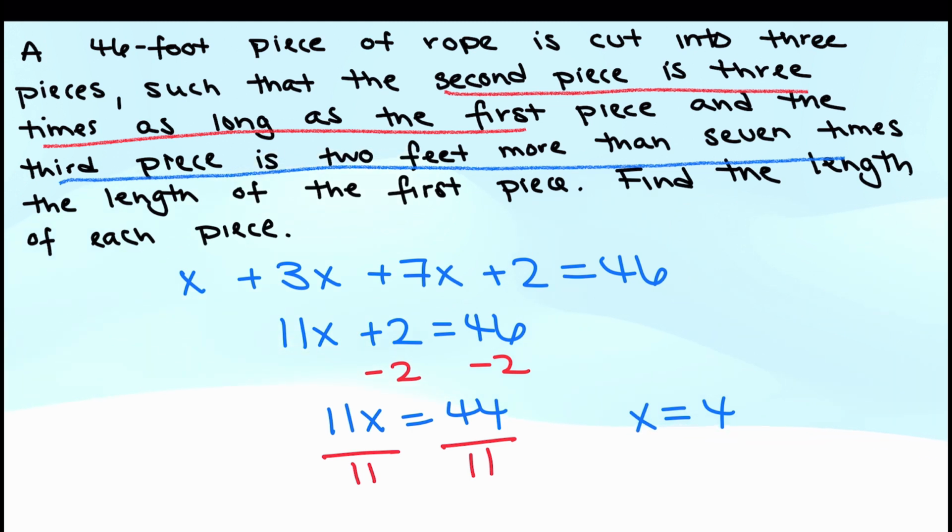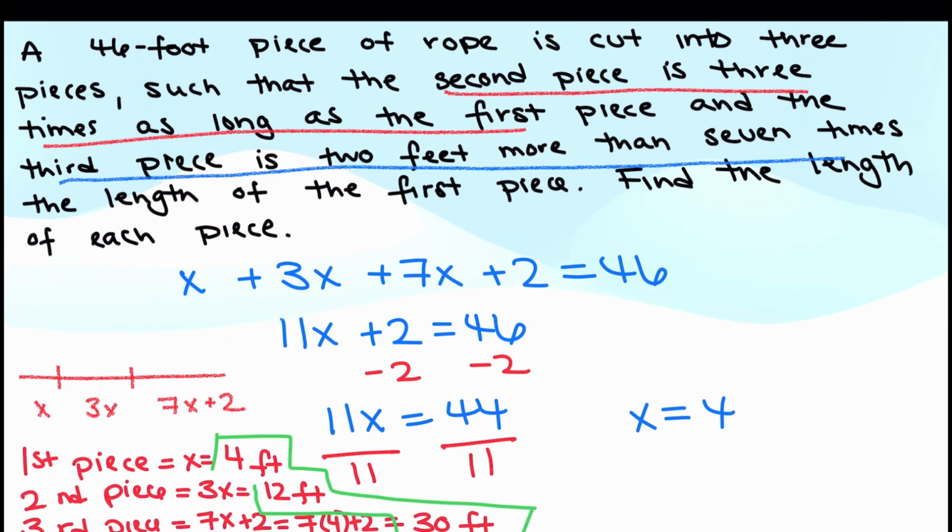Now we're not done. We want to find the length of each piece. And so if you think back to our picture, the first piece was x, so my first piece is 4 feet. And that answer seems reasonable to me. Again, if I had gotten a negative answer, I would be concerned. Does it make sense to have a negative length of rope? But 4 feet makes sense. So first piece is 4 feet.